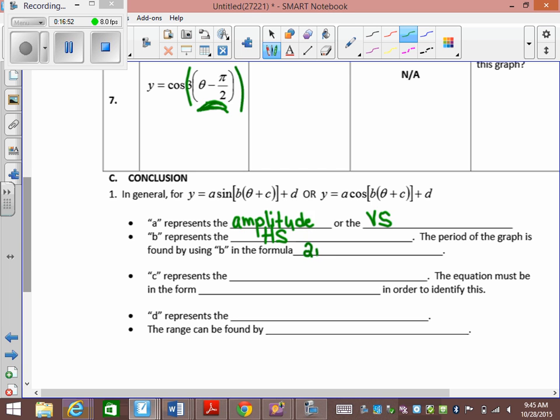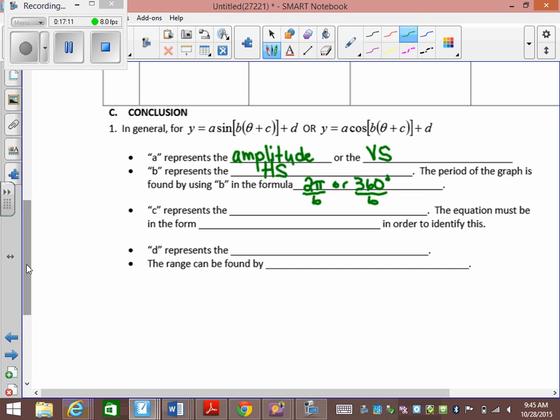2 pi over b or 360 over b, 360 degrees over b, depending on what your c value is. If your c value is in radians, you're going to use 2 pi over b to find the period. If your c value is in degrees, you're going to use 360 over b. Okay? The c represents the what?